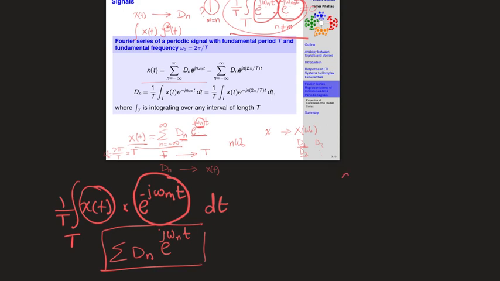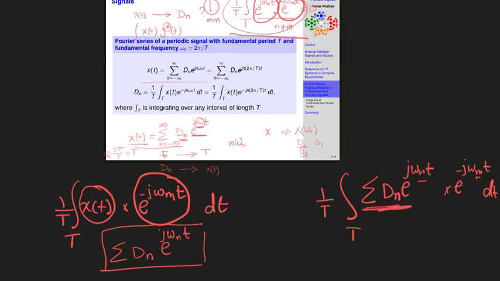So you end up with the integral over one period, 1 over T, and then you have the summation of dn multiplied by e to the j omega n t, and then the whole thing is multiplied by e to the minus j omega m t. And you integrate with respect to time, right? Now, if m is not equal to n, what happens? It's 0. So out of all these elements inside the summation, which one will result in something when multiplied by this and integrated? The only m, right?